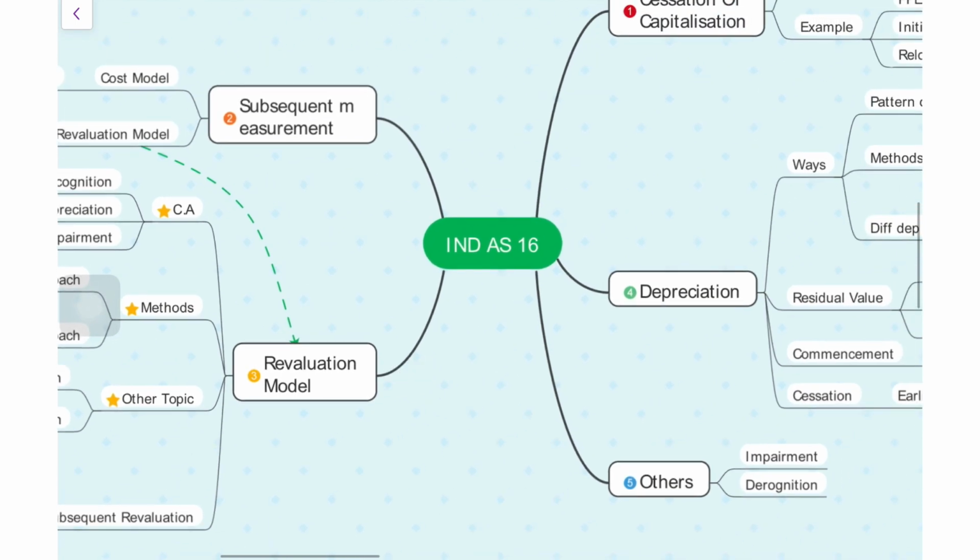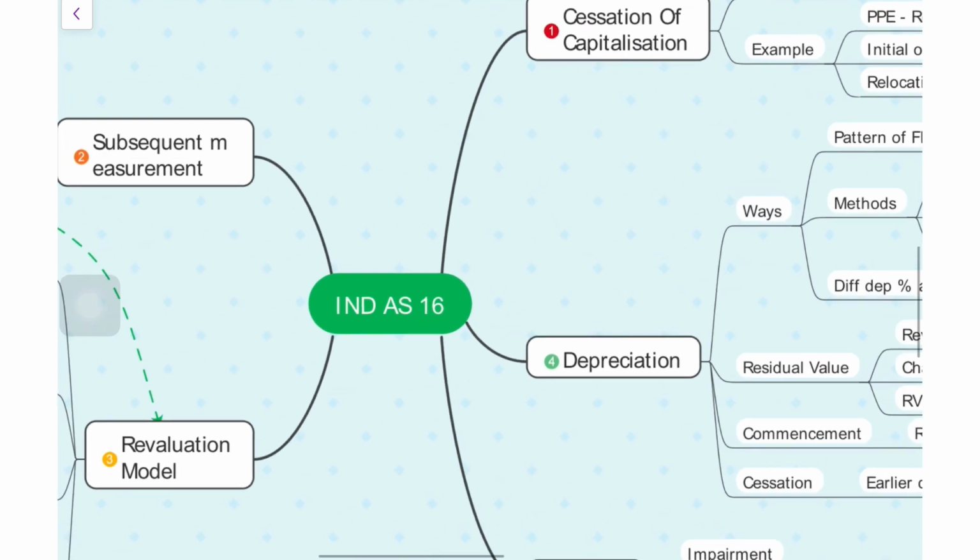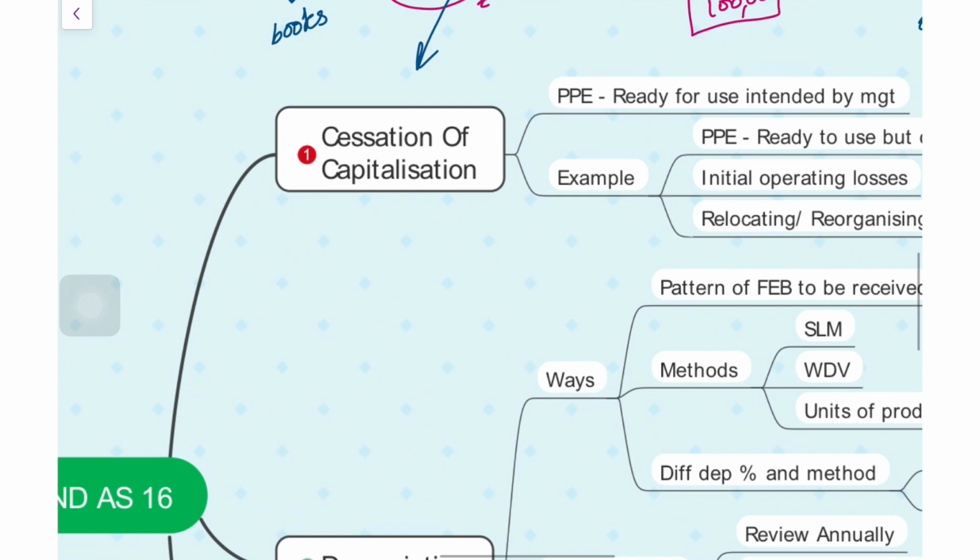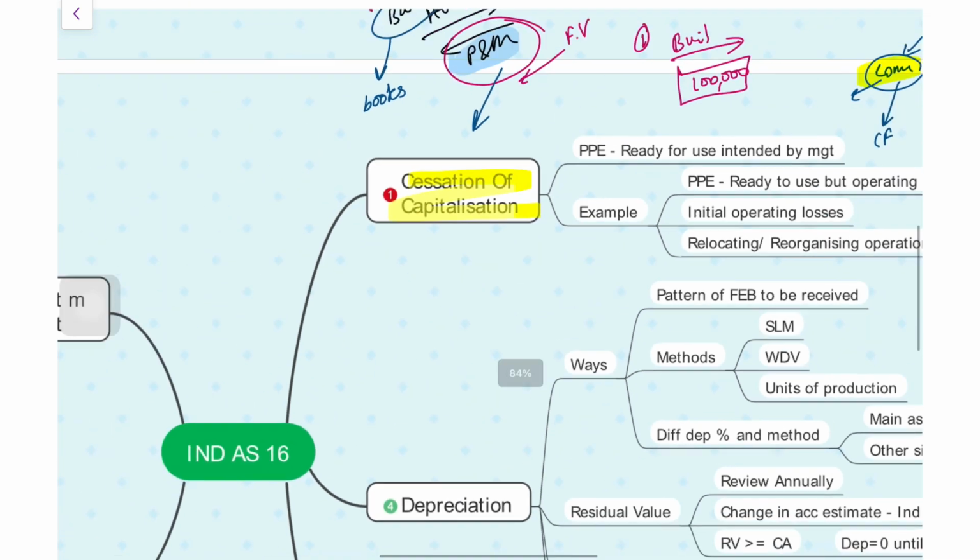Okay, yes. So I hope you would have taken your minute. If you need more time to sum it all up, you can pause the video and see it, and then you can resume back to the video. Okay. Now moving on to the second chart, where it talks about the cessation of capitalization.